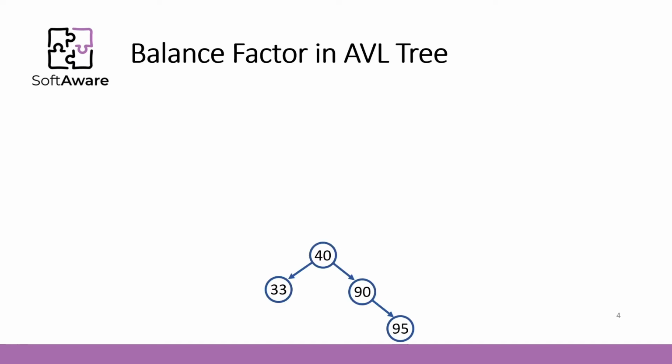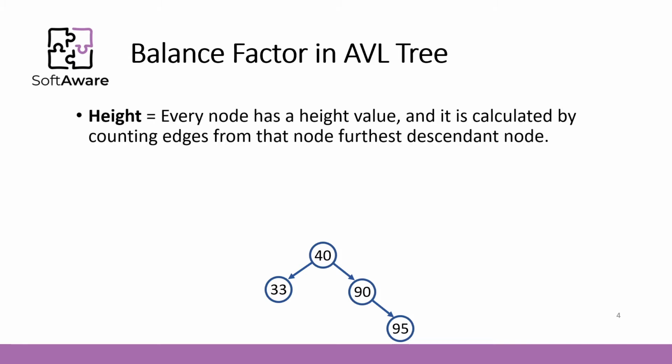There are two important properties of an AVL tree that we need to pay attention to. The first one is height. The height variable in an AVL tree is used to store the height of each node individually. Theoretically, this can be calculated by counting edges from a specific node to the furthest descendant node. This can be seen in the example below.